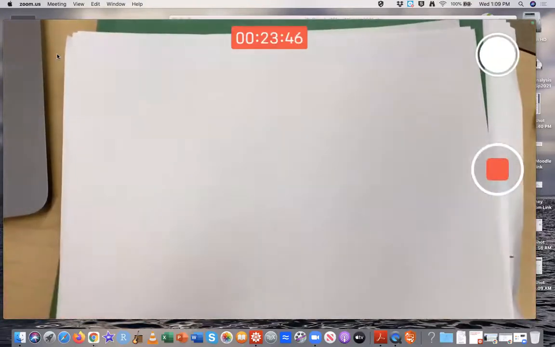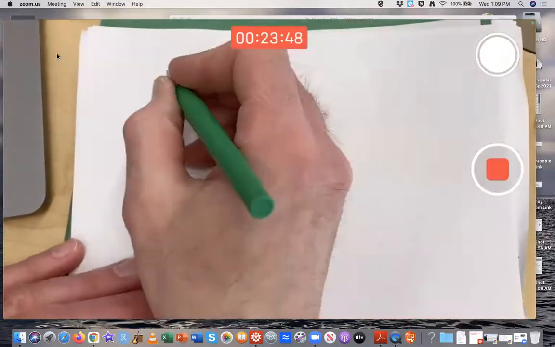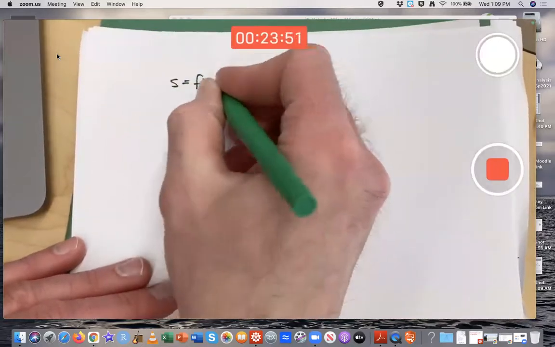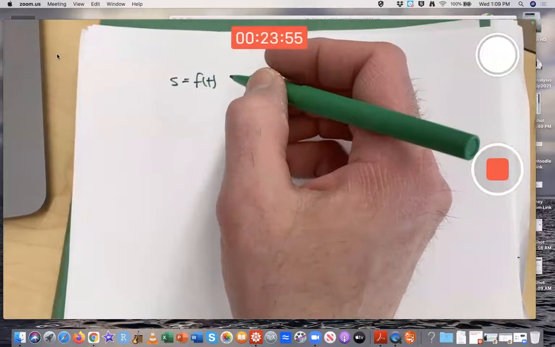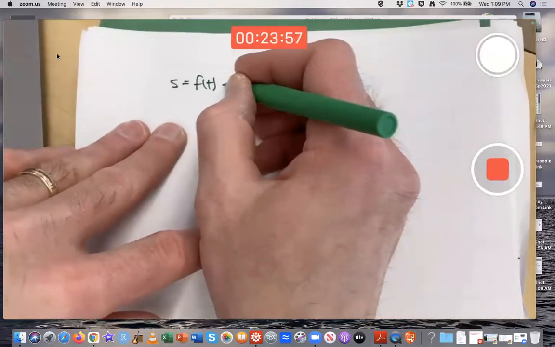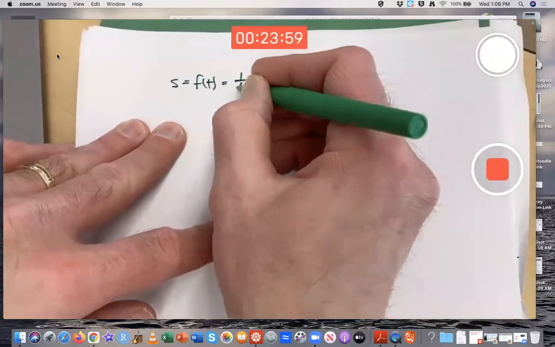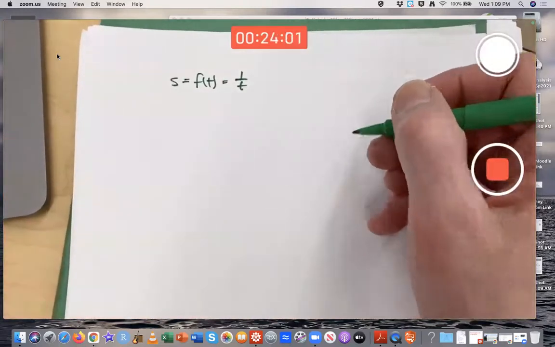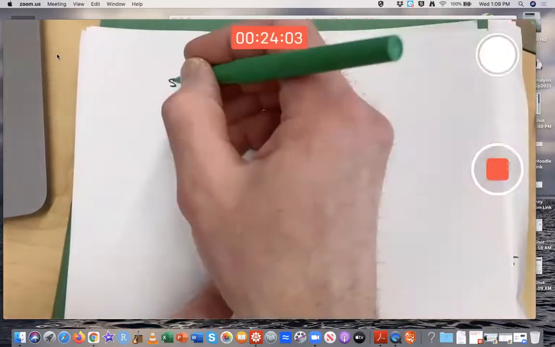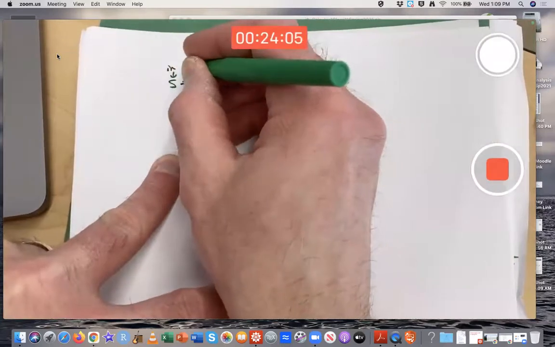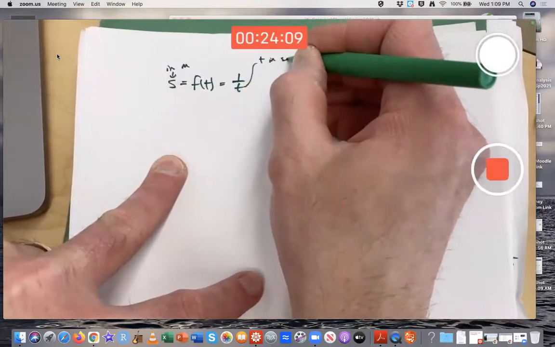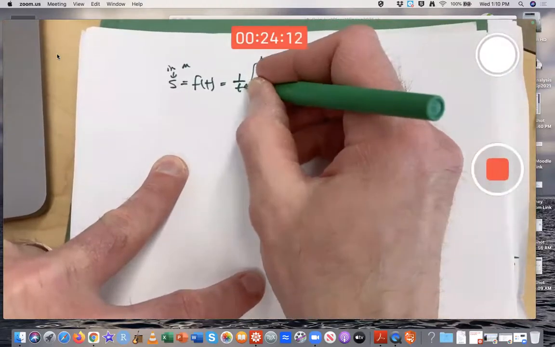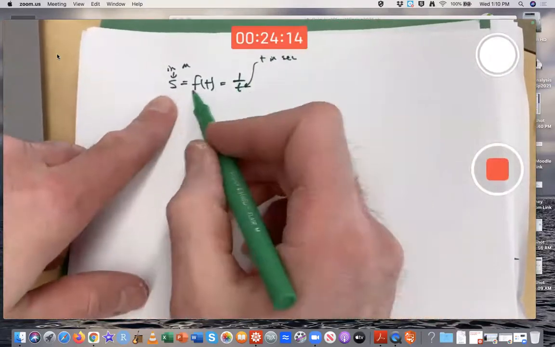This time, let's continue with physics. This time, we're going to use a function that actually decreases: 1 over t. This is still in meters. T is in seconds still. Though again, how do the units work?